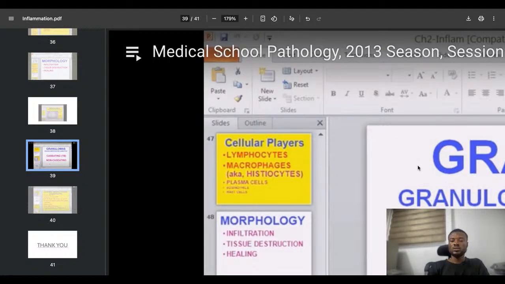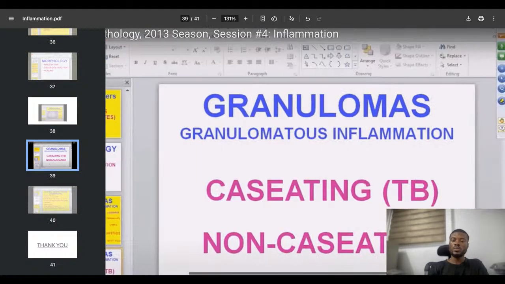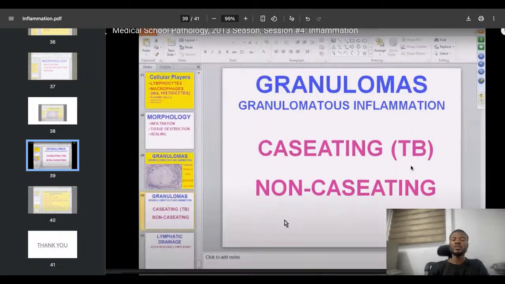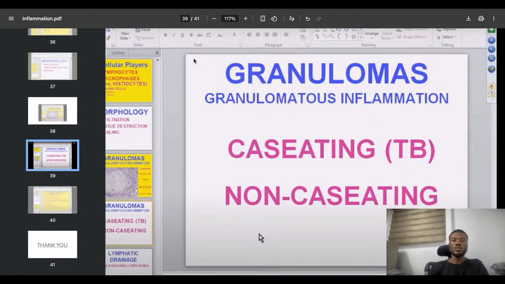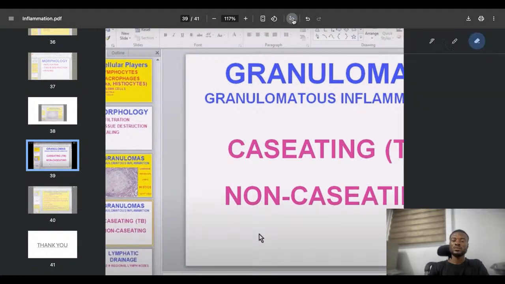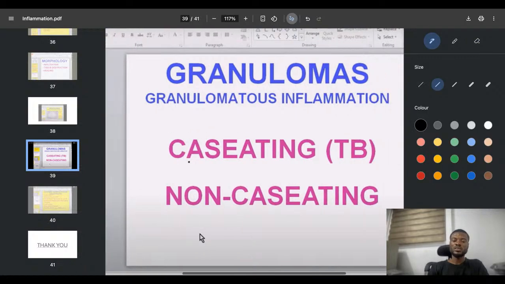So, the granulomatous inflammation can cause that caseation, as we see in TB patients. So let me show you a chest X-ray that shows TB. Tuberculosis chest X-ray.